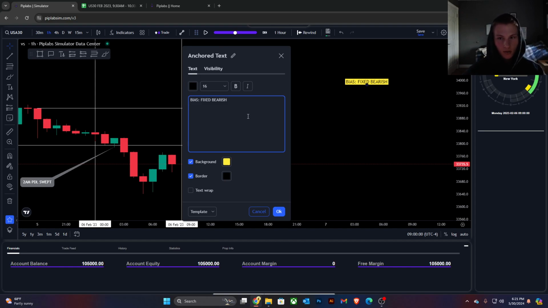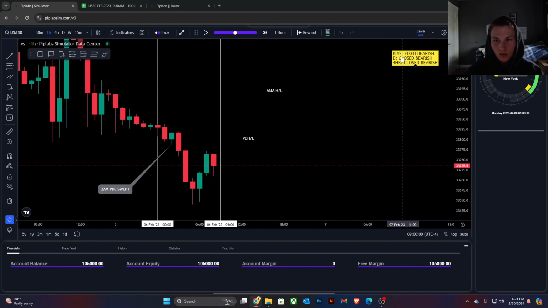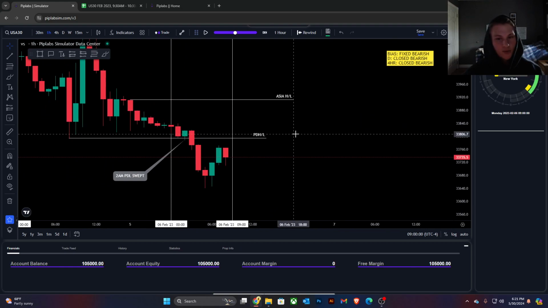bearish. By the fixed, I just mean that the daily closed bearish, and I mean that the 4 hour also closed bearish. So if it was mixed, it would be the daily would be bullish and 4 hour bearish, or other way around, but that's pretty much that. So fixed is a bias that I like to trade in. So I'm gonna just keep that noted just to have it. So we're only looking for shorts now.